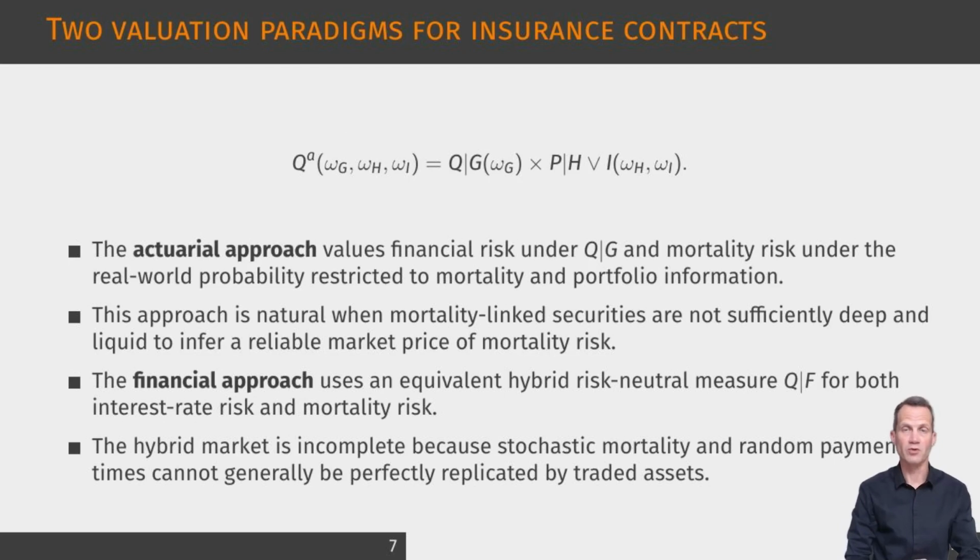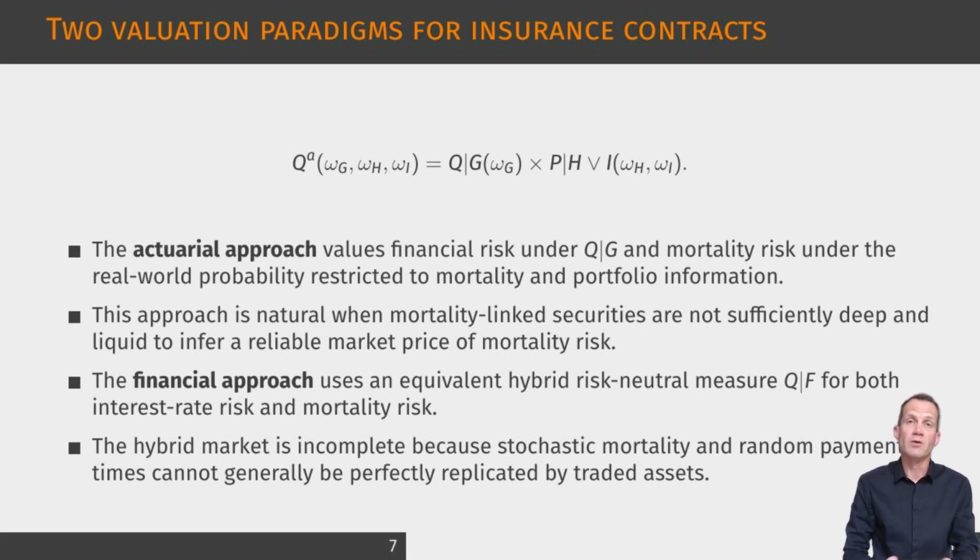The actuarial approach uses a product probability measure. Financial risk is valued under the risk-neutral probability of the financial market, while mortality risk and portfolio death risk are valued under the real-world probability used by the insurer. This approach preserves the independence assumption between financial and mortality drivers. It is natural when mortality-linked securities are rare, illiquid, or insufficiently reliable to infer a market price of mortality risk.